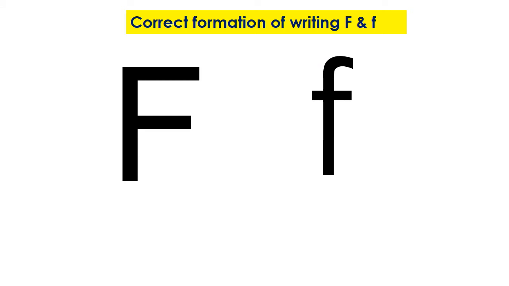Alright children, let's see how to write capital F and simple F in the correct form. First, we'll move on to capital F. Start from the top and draw a standing line down. Go again to the top and draw one sleeping line to the right. Then go to the middle and make another line in the same way.